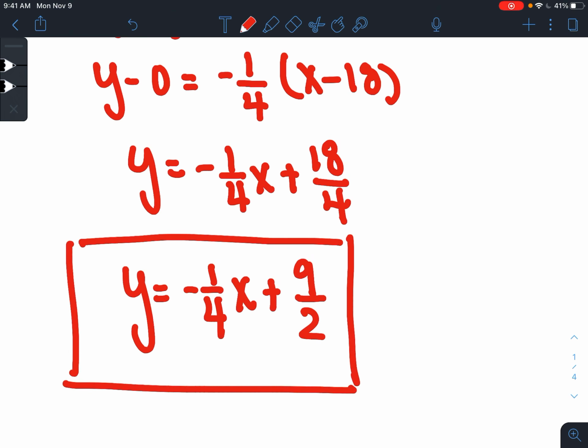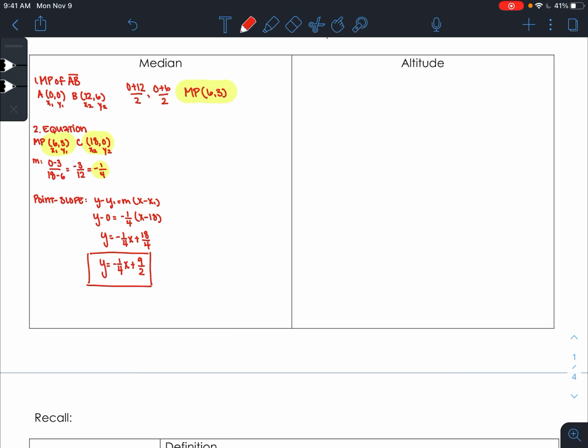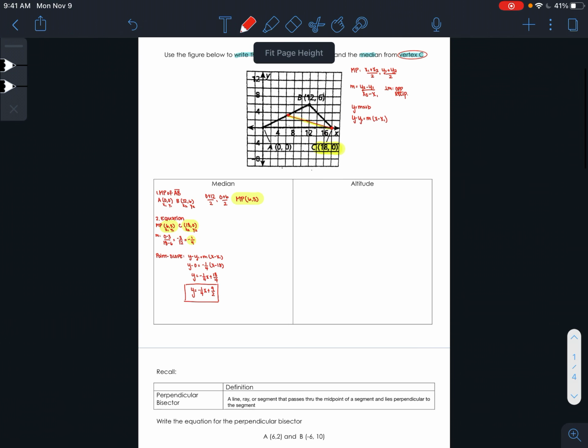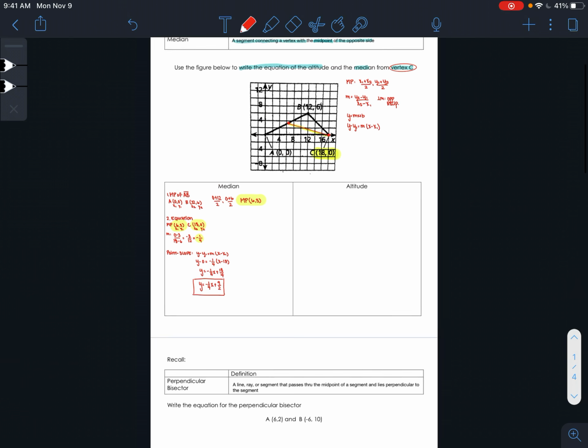And that's my equation. So that was to find the median. Now, when we come back, I'm going to find the altitude, and then we're going to go into perpendicular bisectors.